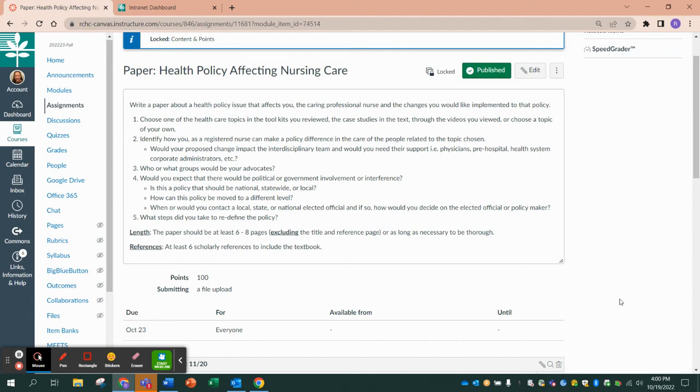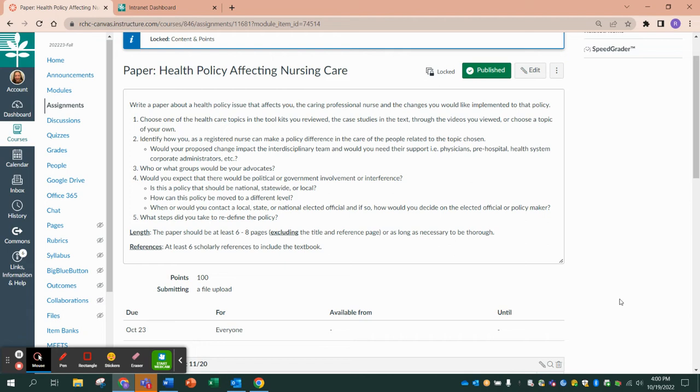Then how would you take this to another level? Would you start small on your unit and expand throughout the hospital? Would you take it to your professional organization, the local chapter, the state chapter, the national chapter? Would you meet with your city representatives, or would you bring it to the attention of your representatives in Richmond or DC? And then, what steps would you take to redefine what you've done?